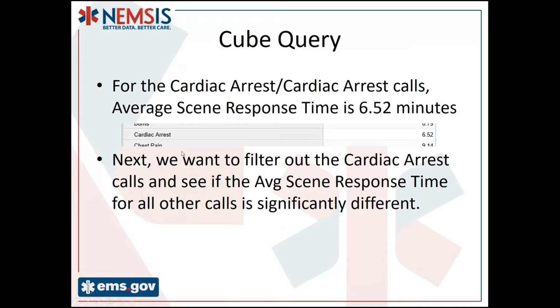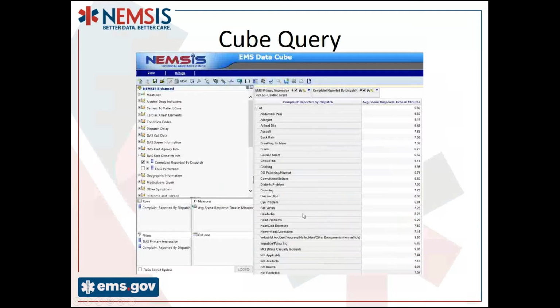But now I want to know how fast they show up to all the calls for a cardiac arrest patient where the call came in for something else. So I need to do a little bit more filtering. So back on my table, I've added complaint to filters. So I need to filter out complaint cardiac arrest so that I can look at all other complaints.